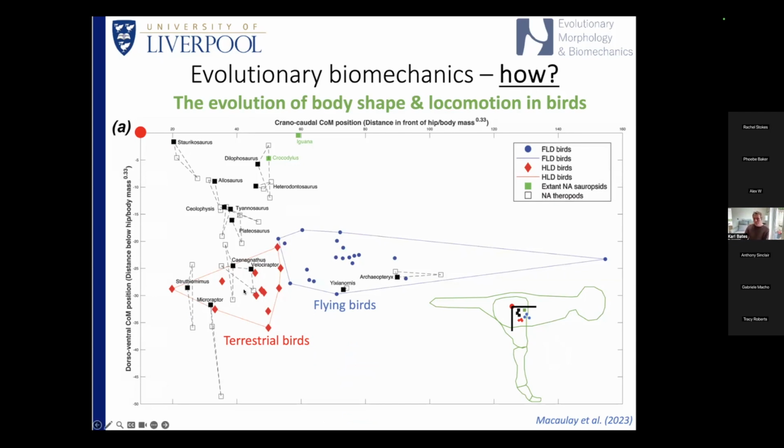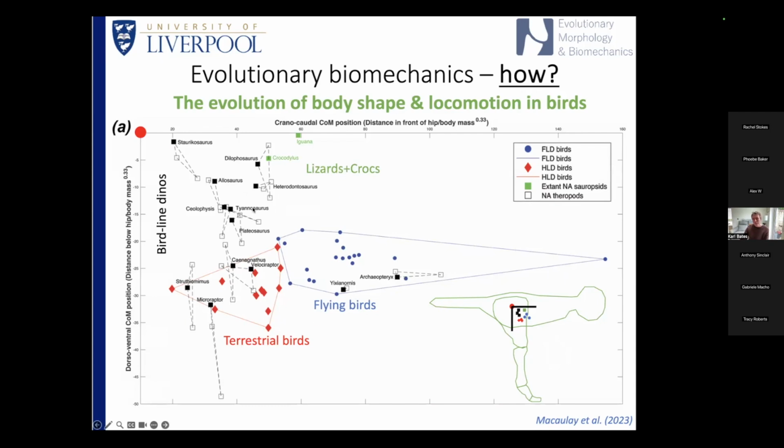Terrestrial birds that don't fly and have to walk efficiently on the ground have a center of mass closer to the hip than flying birds, which have a center of mass slightly closer to the shoulder, which is better for stable flight. Up here, we have a few lizards and crocs, and the bird data and the croc data is based on real skin outlines.